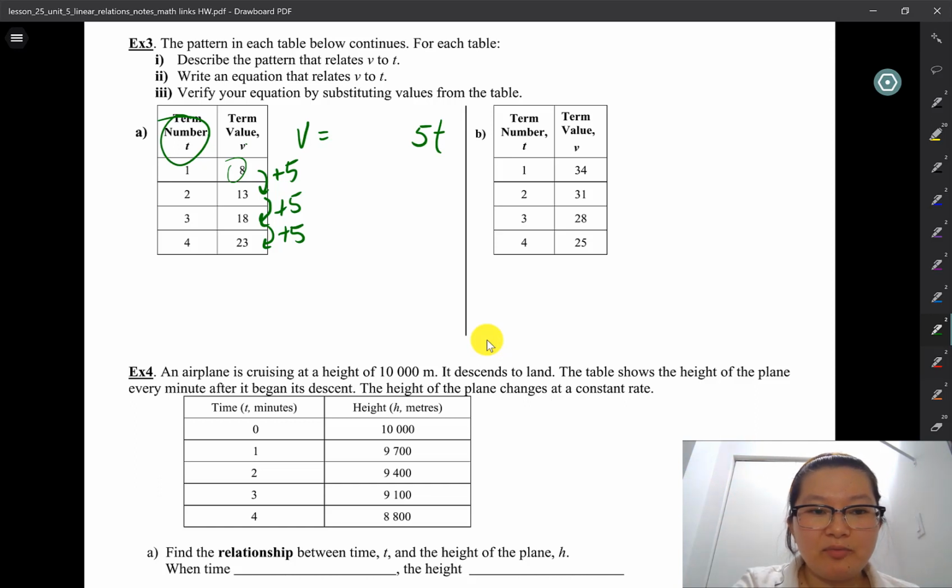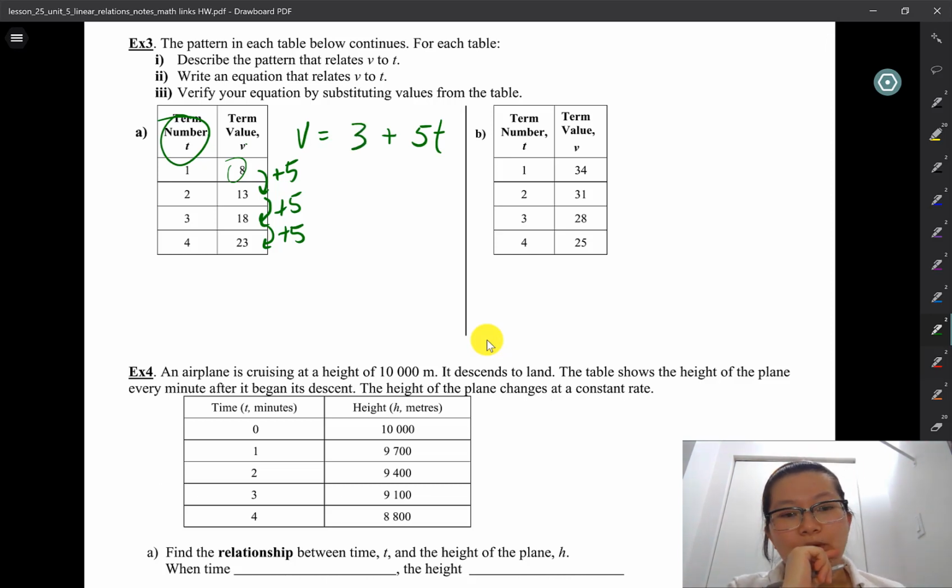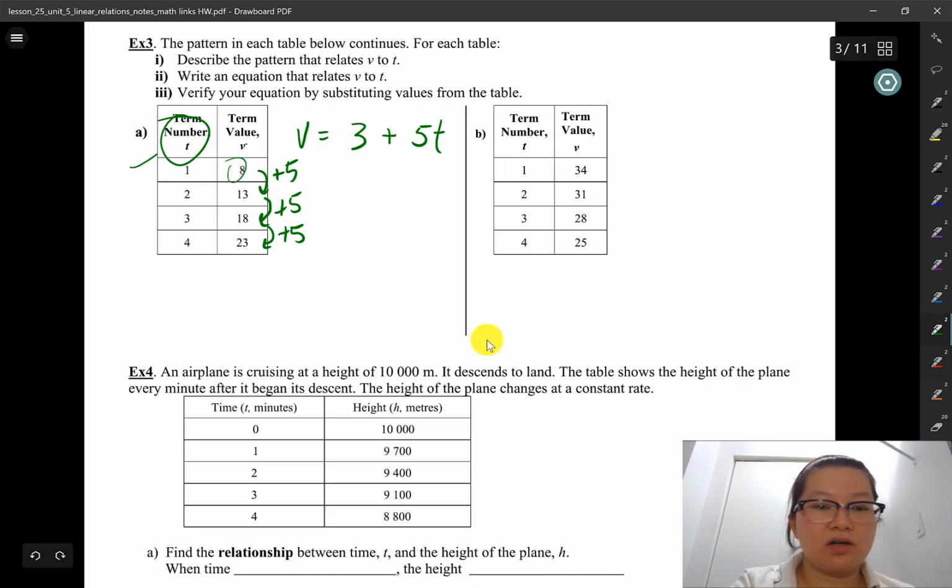But if I plug in 1 as t, that's not going to work, right? Because 1 times 5 is going to be equal to just 5. So to make this work, to get 8, I have to add 3. So we've checked for the first one. So the first one works.